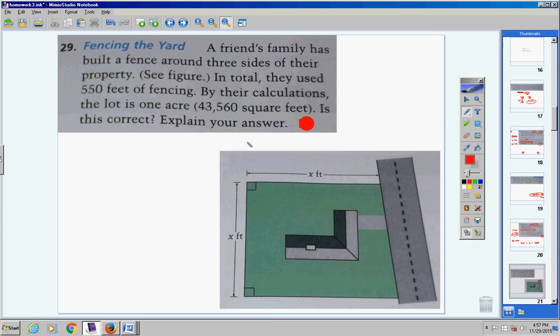Here we go. We know that this side is X. This side is X. We're going to call this side Y. Okay, well, to be honest with you guys, I'm trying to think if I really need to, well, let's look at it like this.